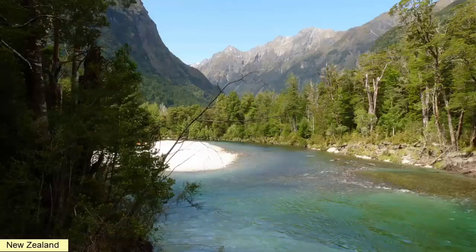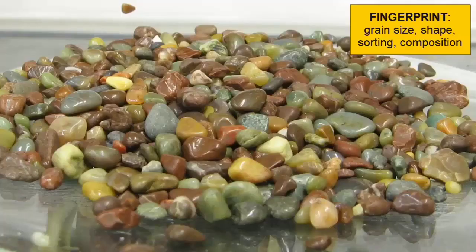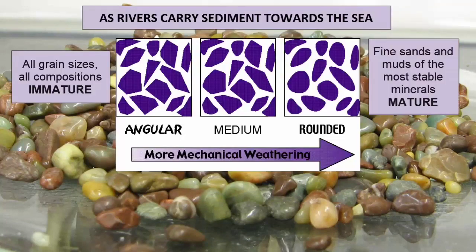Because sediment piles will vary around the planet depending on the materials that feed into them, they all have a fingerprint, a distinct character of varying grain compositions, sizes, shapes, and sorting. We can describe those characteristics and use them to interpret the travel history and maturity of the sediment.